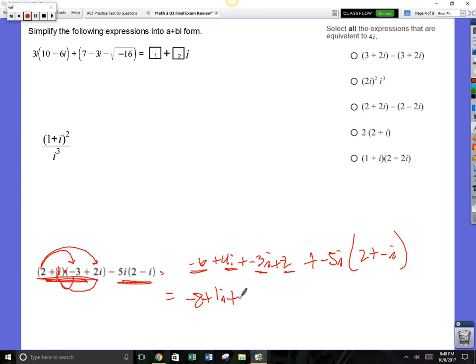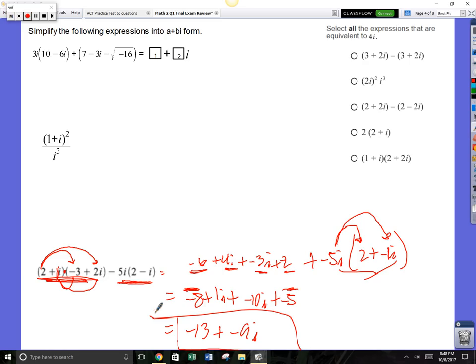And if I distribute this negative 5i to the 2, that's negative 10i, negative 5i to the negative i. So in front of here is just like a negative 1. So negative 5 times negative 1 is a positive 5. But i times i is a negative. Okay, so now my reals are negative 8 and negative 5. So that's a negative 13. And my imaginaries are 1 and a negative 10. So that's a negative 9 imaginaries. And that's your answer.